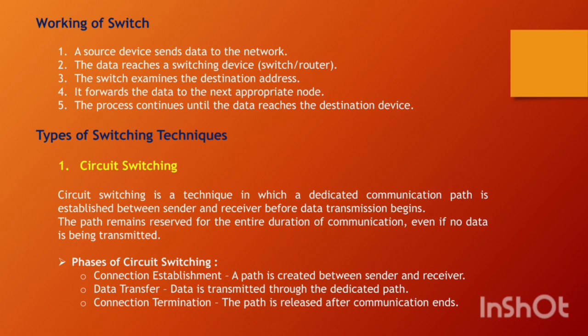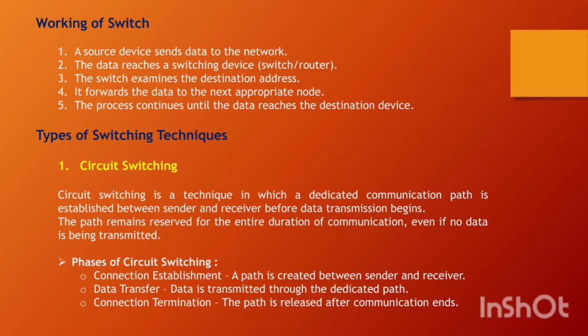There are three main types of switching techniques used in networks. These are circuit switching, packet switching, and message switching. Each technique transfers data in a different way depending on how the communication path and data transmission are handled.